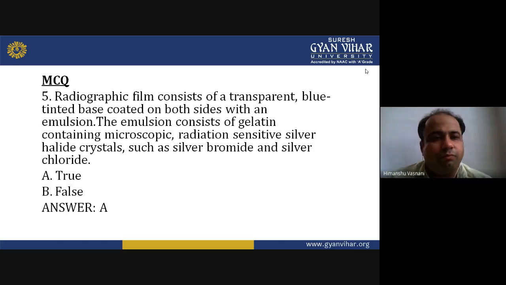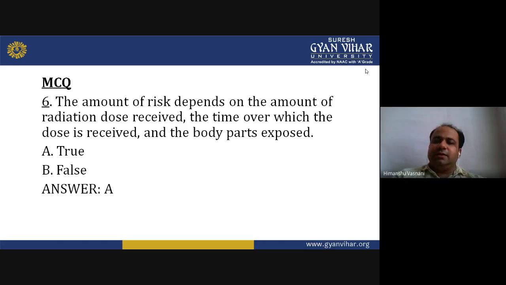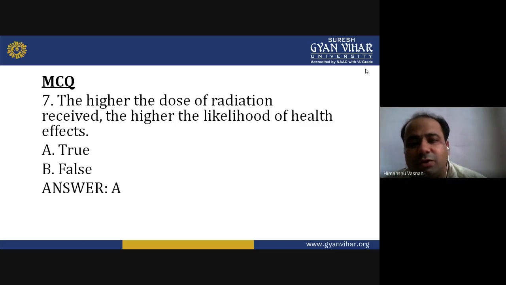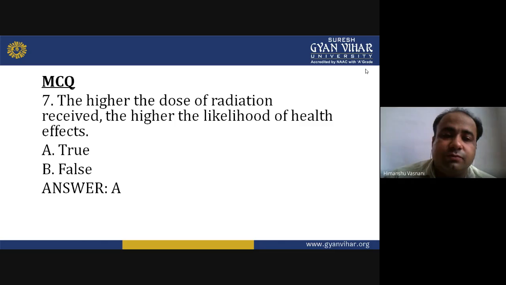It is true. The amount of risk depends on the amount of radiation dose received. Read this carefully: the amount of risk depends on the total radiation dose received, the time over which that dose is received, and the body part exposed. True or false? It is true. The higher the dose of radiation received, the higher the likelihood of health effects. True or false? Just read it. It is true.